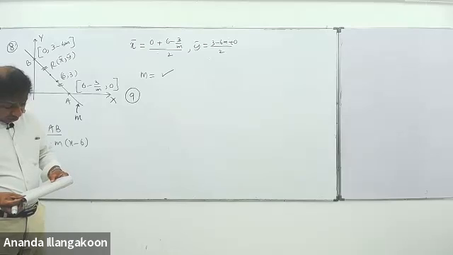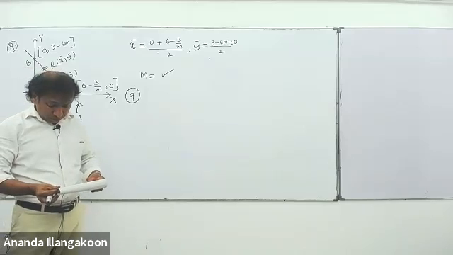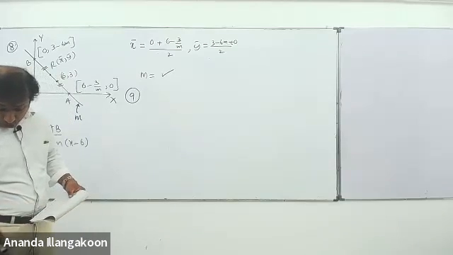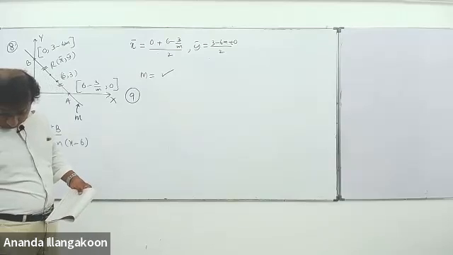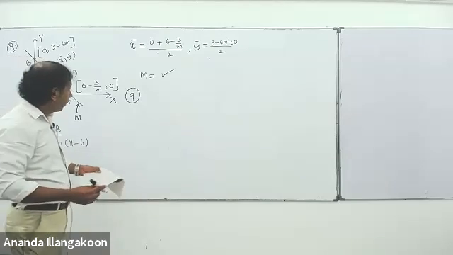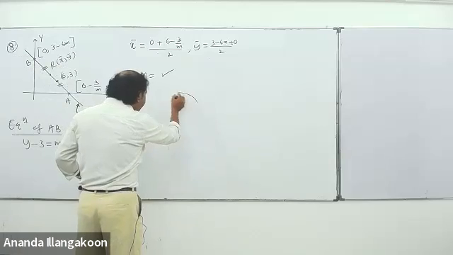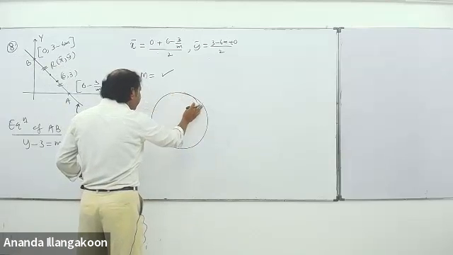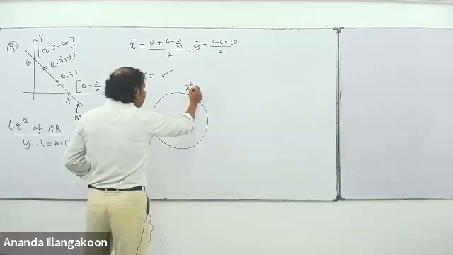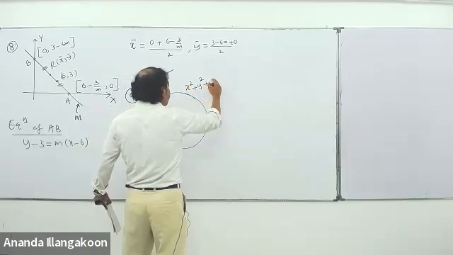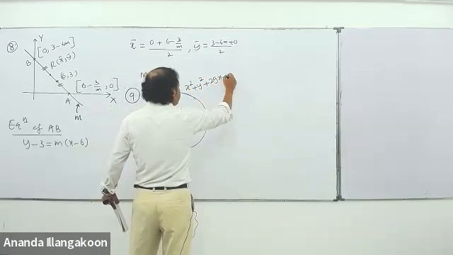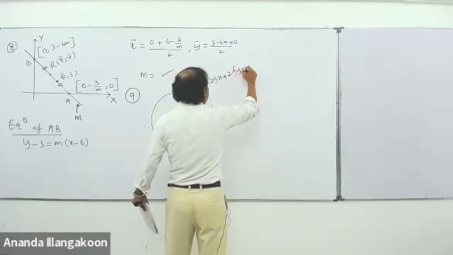Okay, find the equation of the circle going through the origin and touching the straight line x + y - 4 = 0 at (2, 2). I'm going to assume its equation as the standard equation: x squared plus y squared plus 2gx plus 2fy plus c equals 0.